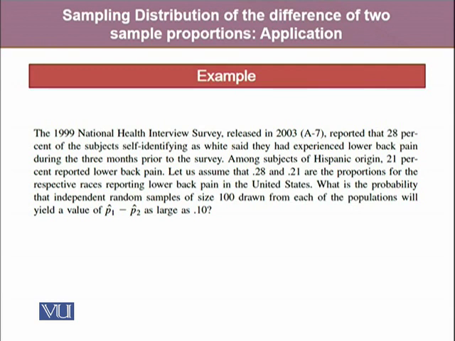So using the information given to us, for the population of whites the proportion having lower back pain is 0.28, and for Hispanics it is 0.21. We want to observe how our samples of size 100, that is n1 and n2, for both groups, we're going to get two samples of 100 each. We want to see if we are able to detect a difference as large as 0.10.